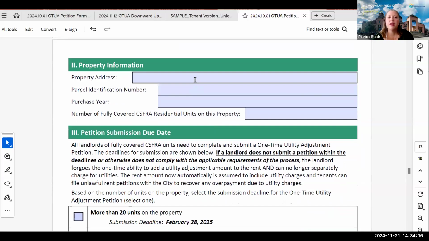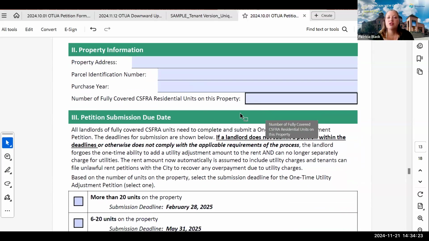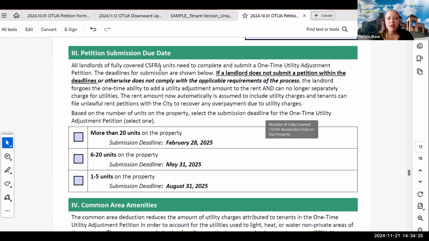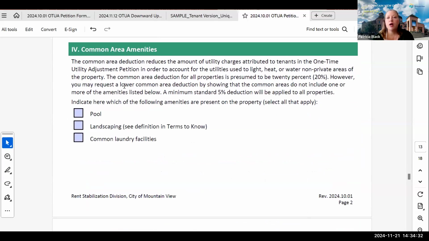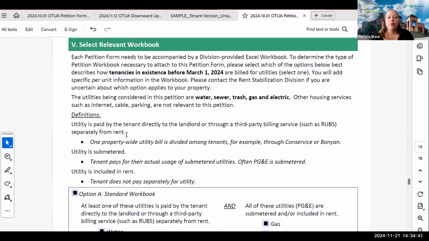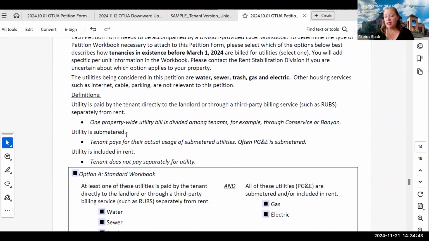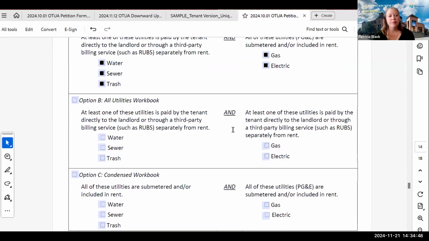Then you're going to go ahead and put in the address, the parcel identification number, the purchase year, and the number of fully covered CSFRA residential units on the property. And then you'll submit your due date based on the number of units on the property and let us know what common areas are on the property. So if you have a pool, you're going to mark it here, landscaping, common laundry facility. And then your relevant workbook. You already selected your relevant workbook because you read the instructions and you figured this out. So it auto-populates this page for you.